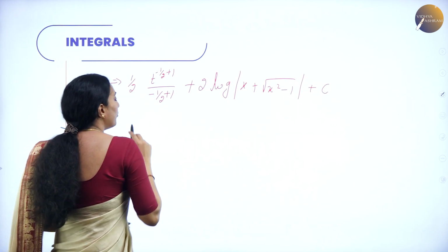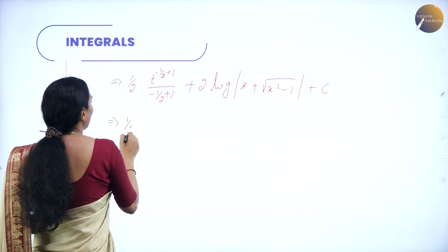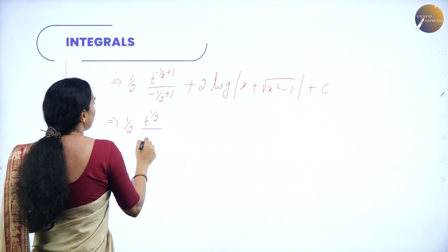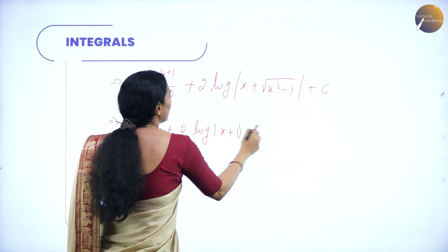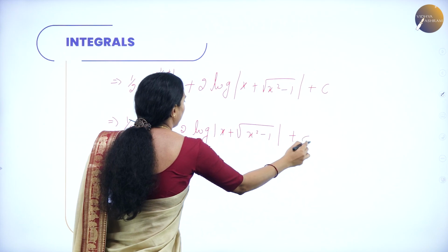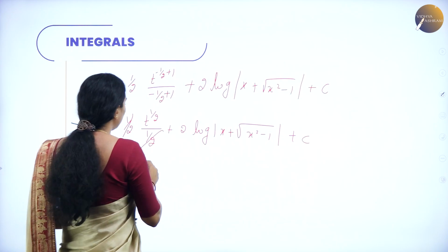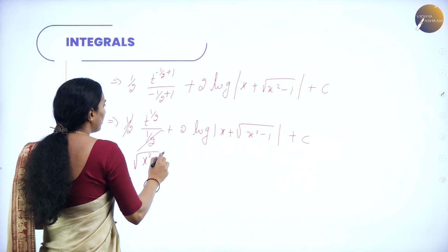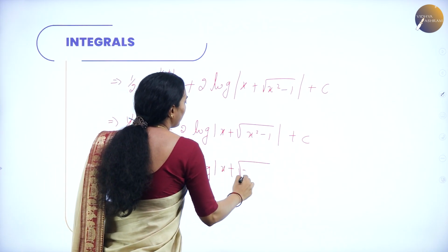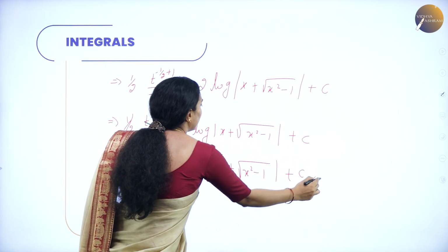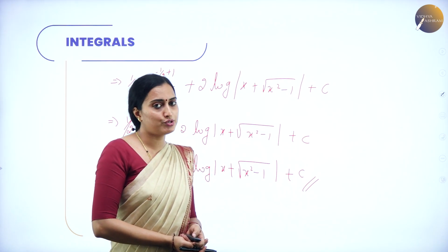Now here, minus half plus 1 will be half only, and along with this the half will get cancelled. Let me write that: half t to the power of half divided by half, plus 2 into log modulus of x plus under the root of x squared minus 1, plus c. Now here the halves get cancelled, and you can substitute t back, which I had substituted as x squared minus 1: under the root of x squared minus 1, plus 2 into log of modulus of x plus under the root of x squared minus 1, plus c. And this is your final answer, dear students. I hope you understood this one.